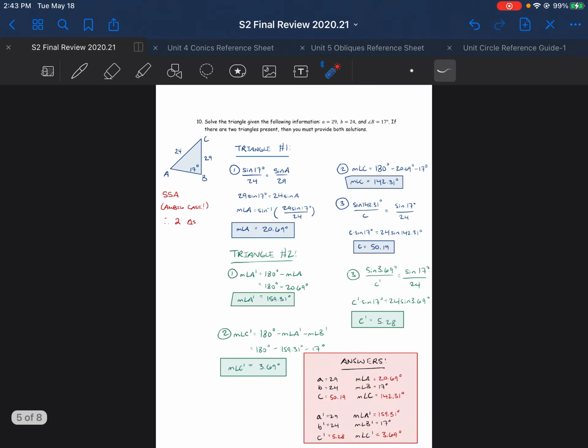And hopefully they made sense. If not, make sure that you ask one of your teachers, one of us, either me, Mr. Moskowitz, or Coach Smith, for help.